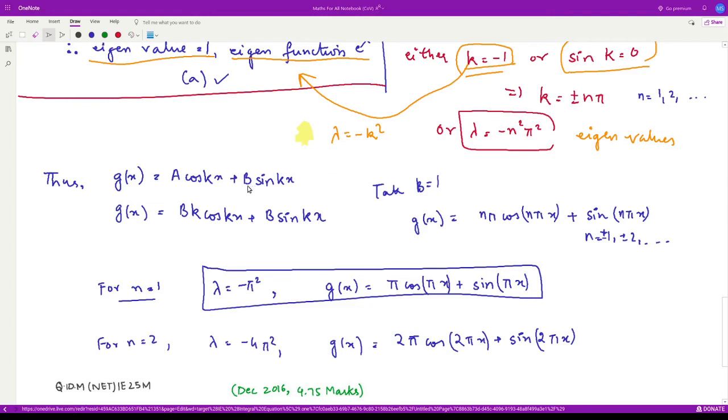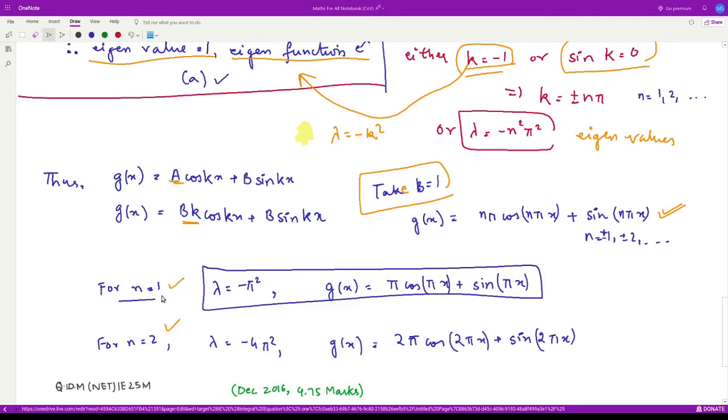Now we already saw that a is bk, where b is some arbitrary constant, because we can take any value for b. And what is k? k is n pi. So g of x then becomes, if we take b to be 1, because b can take any value, we can take particularly b as 1, n pi cos n pi x plus sin n pi x. So this is the thing, where n is plus minus 1, plus minus 2 and so on, right? So now we need to check for cases when n is equal to 1 or n is equal to 2.